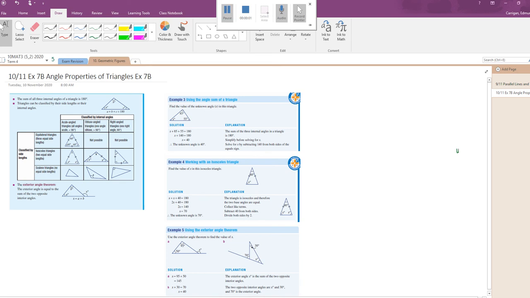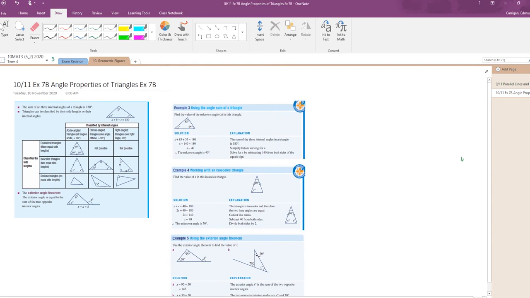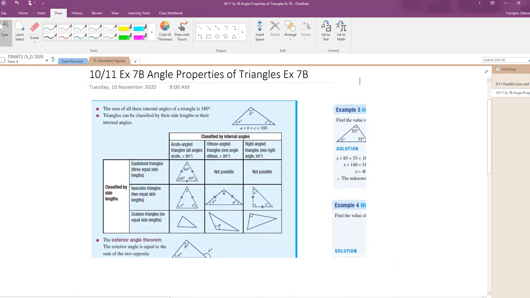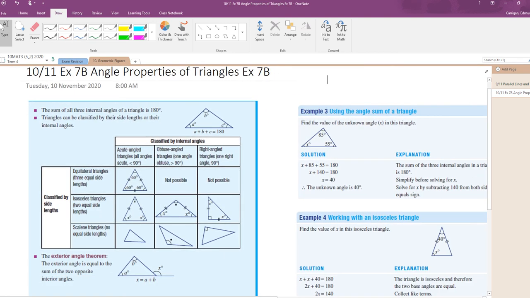Okay, let's have a look at the theory in exercise 7b, which relates to the angle properties of triangles. So what we remember is that the sum of the angles inside a triangle is 180 degrees. Triangles can be classified by their side lengths or by their internal angles.